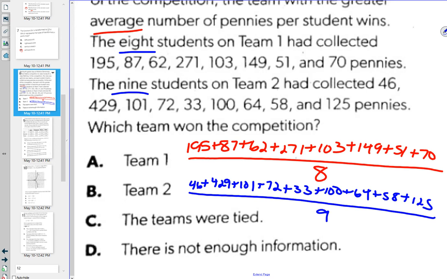Would you be honest, since you have the calculator? What's team 1 come out to on average? He says 123.5. Well, how about team 2? 114 point something. Okay, so which one has the better average?